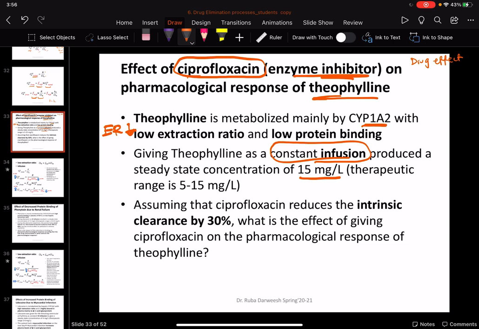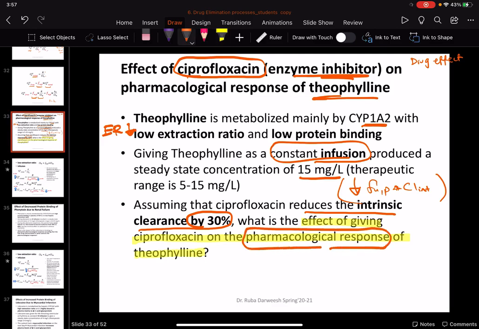Assuming that the ciprofloxacin reduces the intrinsic clearance by 30%, so the effect would be on intrinsic clearance. What would be the effect of giving ciprofloxacin on the pharmacological response of theophylline? Just notice that we are talking about pharmacological response, which we mentioned would be slowly affected by the free fraction of the drug.